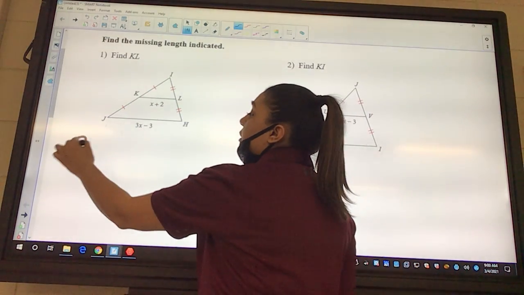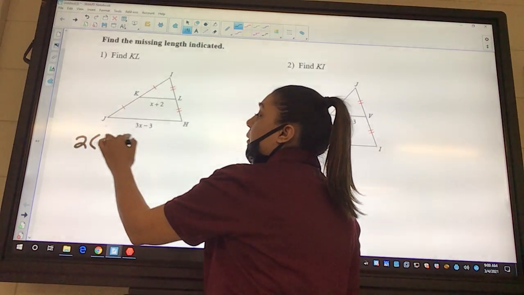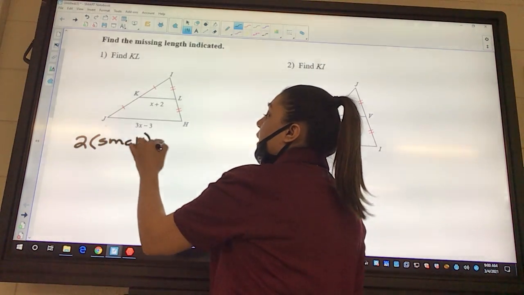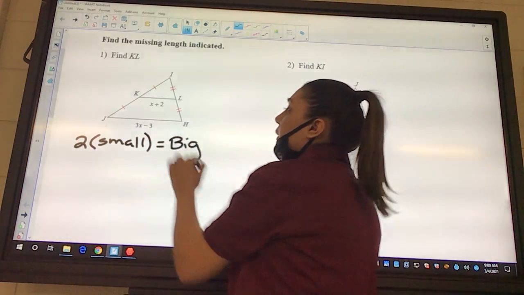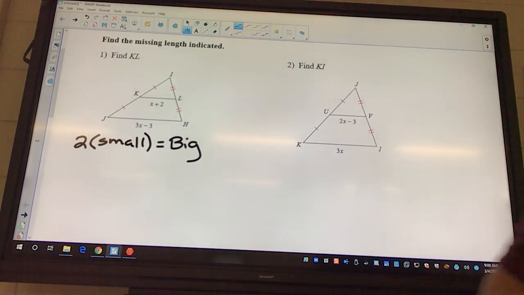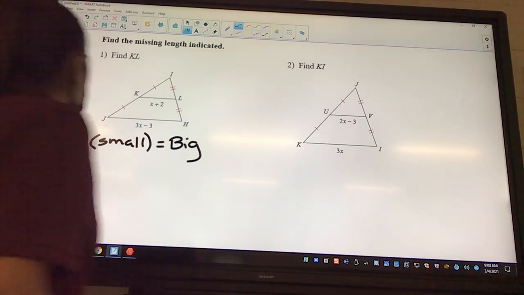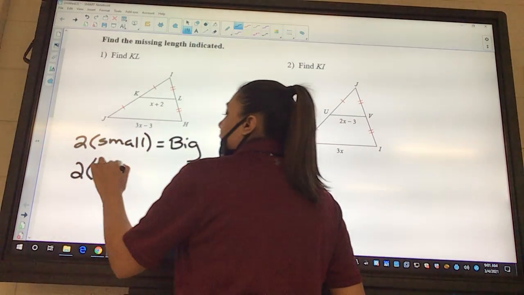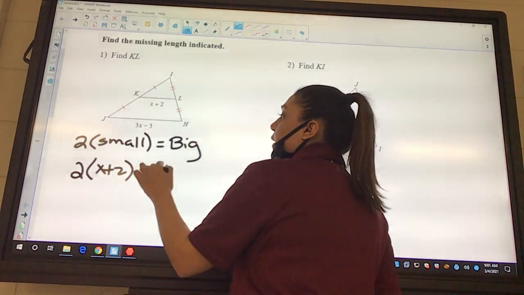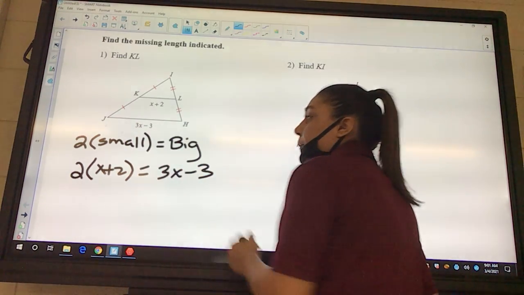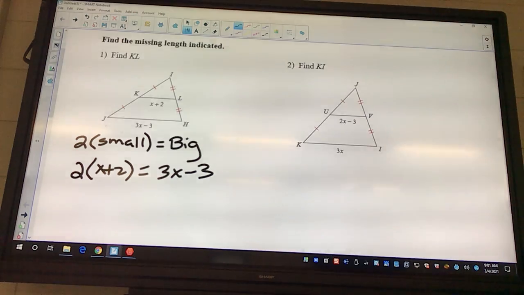So we say 2 times the small equals the big. What is the small one? x plus 2. So it's going to be 2, and we put x plus 2 here, equals the big one, which is 3x minus 3. What would our next step be?